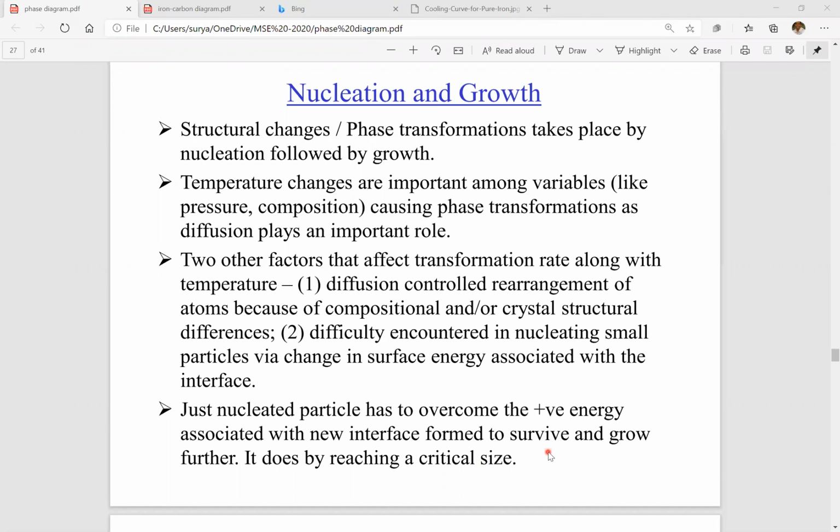Now, the terms nucleation and growth. Nucleation means that a new phase or new structural change starts to form. Growth is when, after the nucleation of the structures, they grow, largely due to diffusion processes. There is a large amount of positive energy associated with the new interface, so we have the new formation of structural changes or the phase transformation.